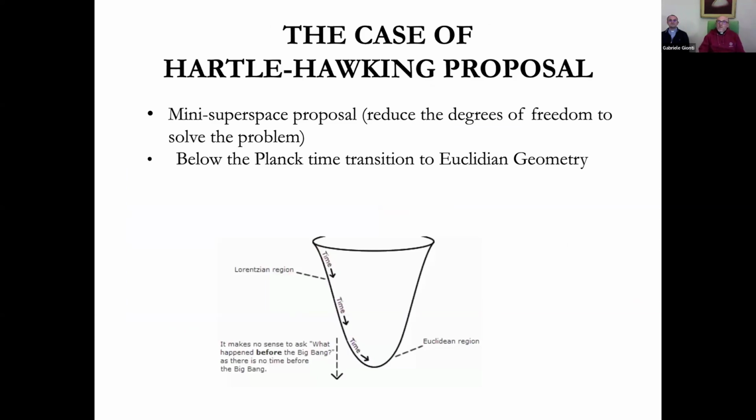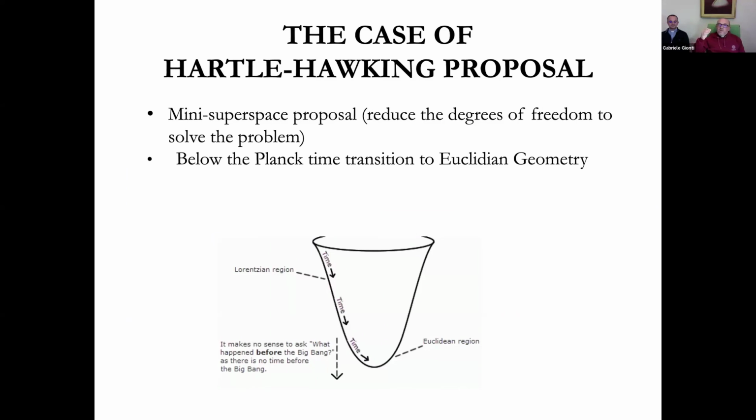This is the Hawking-Hartle proposal. They solved not the Wheeler-DeWitt equation, but a simplified model of the Wheeler-DeWitt equation on a particular cosmological model that is the Friedmann-Lemaître-Robertson-Walker solution. It is the same solution used to describe the universe on large scale.